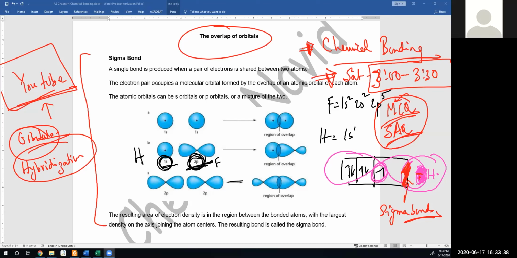Sir, I have a question. Yes. Graphite has a high boiling and melting point, but it has weak van der Waals forces. Why are the boiling point and melting point high?